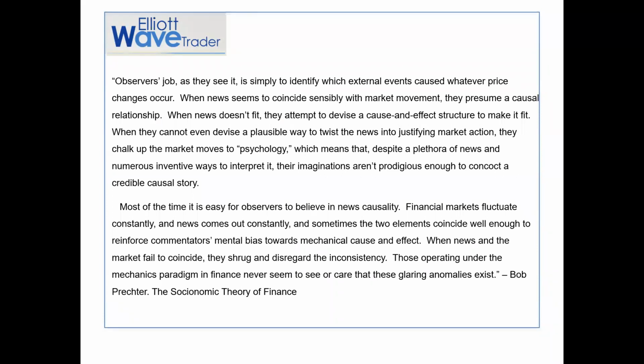I think Robert Prechter said it best in his seminal book, The Socioeconomic Theory of Finance. And it's a book I strongly recommend to anyone who really wants to gain a better understanding of how markets work. And I cannot recommend it strongly enough. It is absolutely eye-opening. That book will likely shock you with some of the facts and quotes that Mr. Prechter presents.